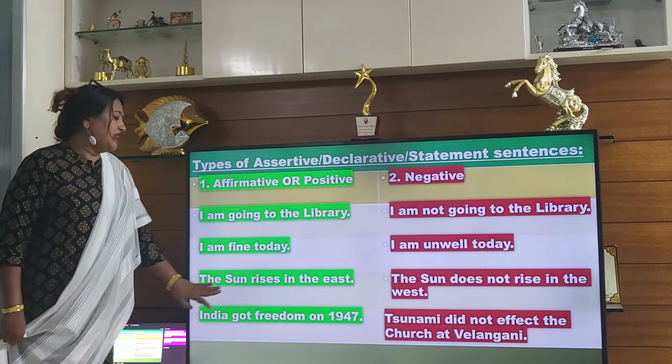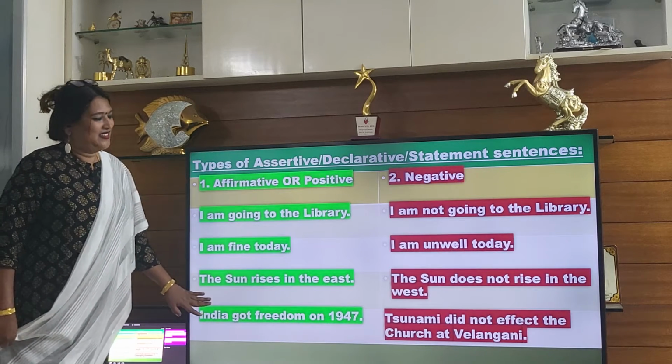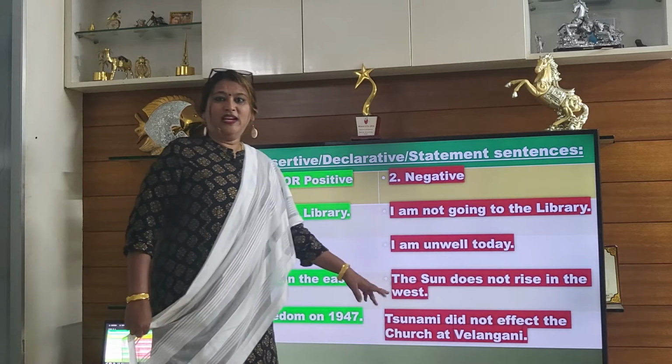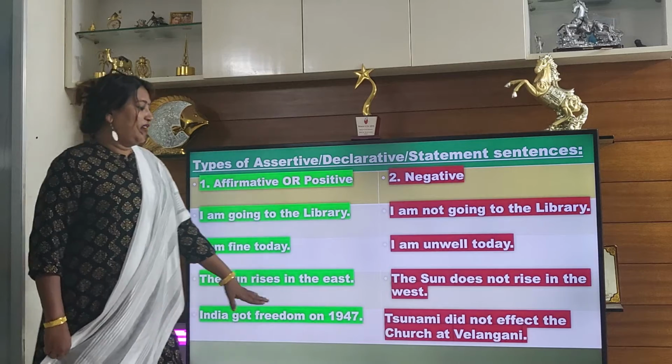Now, the sun rises in the east. That's a fact. Now, the sun does not rise in the west. Right? That's again a negative. Now, India got freedom on 1947.